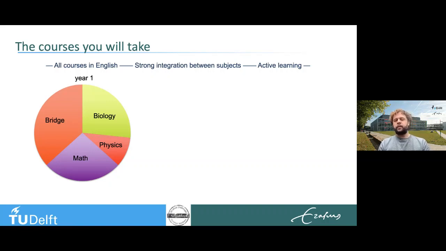And then what we call bridge courses. Bridge courses are where at least 2 topics of biology, physics, and math are integrated. For example, the physical biology of the cell. So you can imagine that we have biology and physics that is integrated, and often you need math to solve the equations there.